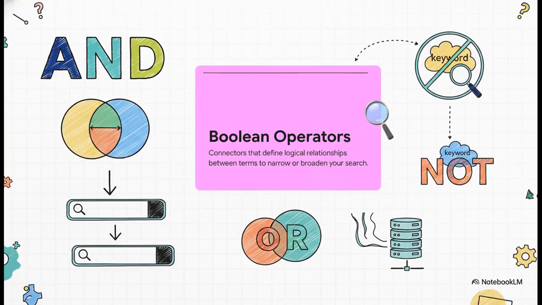So let me introduce you to your new best friends, the Boolean operators. They're just simple connector words. We're talking AND, OR, and NOT. Don't think of them as code. Think of them more like instructions that let you define the exact relationship between your keywords. It's how you get precisely the results you want.